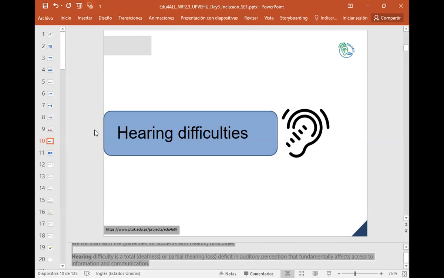We will start with the guidelines for students with hearing difficulties. Hearing difficulty is a total (deafness) or partial (hearing loss) deficit in auditory perception that fundamentally affects access to information and communication.